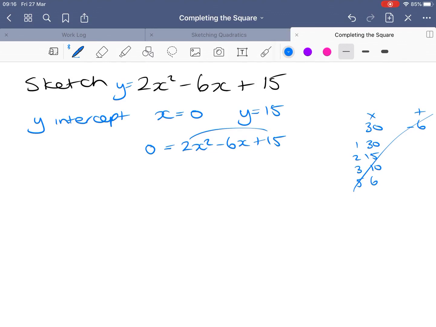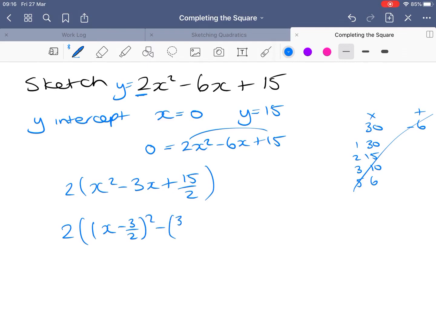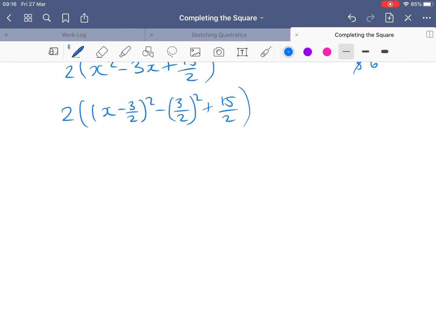So the final thing is to complete the square. So remember, take out this factor of 2: 2 bracket x squared minus 3x plus 15 over 2. So complete the square inside the bracket. x minus 3 over 2 squared, take away that extra 3 over 2 squared, plus 15 over 2. Keep this bracket outside all the way along while you're working everything out. x minus 3 over 2 squared.